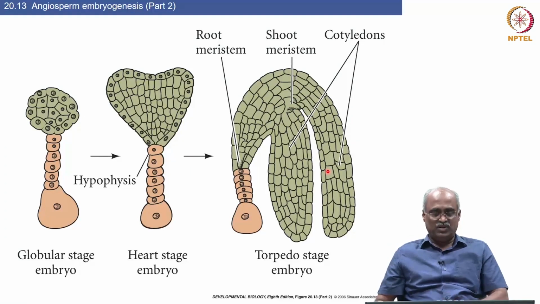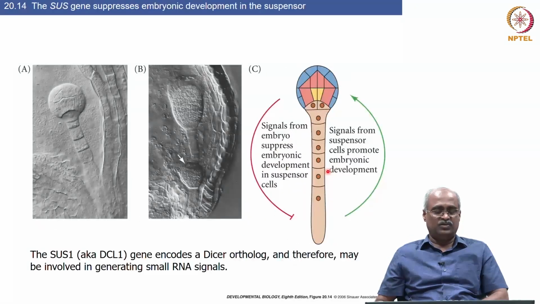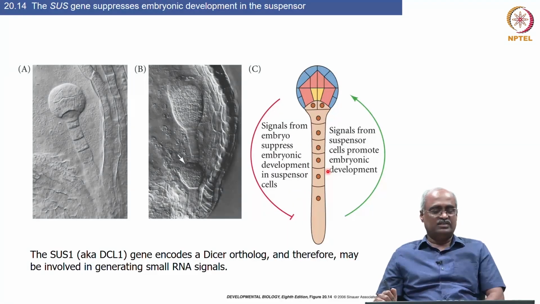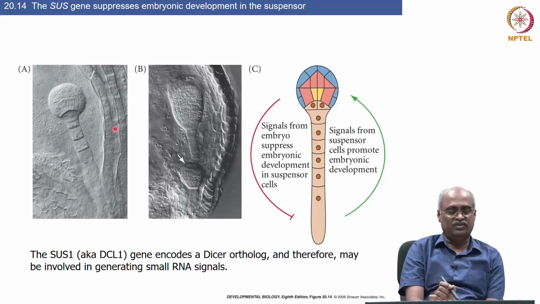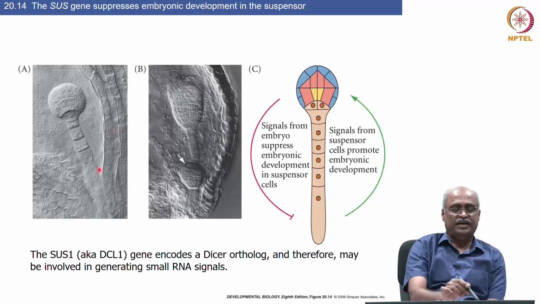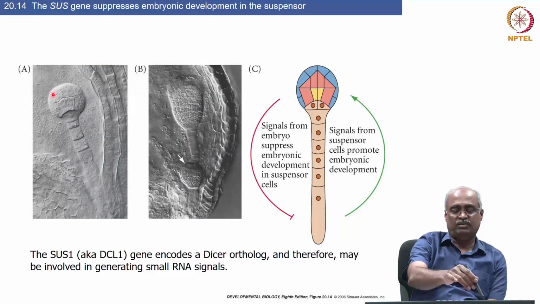So this is an overview. So we will get into some detail on each one of these. First let us look at the suspensors. This is the micrograph of a wild type embryo. This is the suspensor attached via the placenta to the sporophytic tissue, and this is the embryo developing.